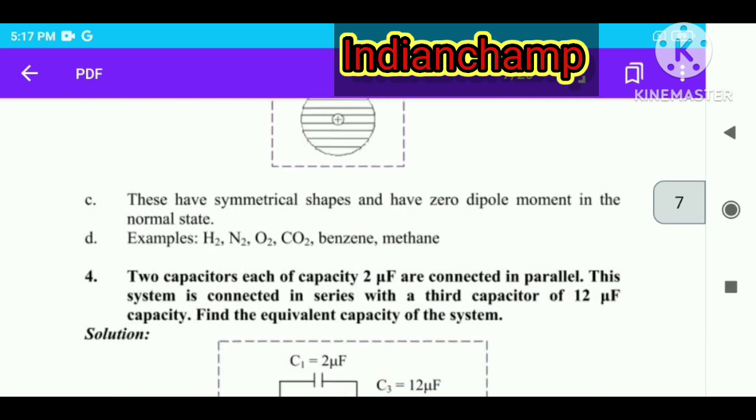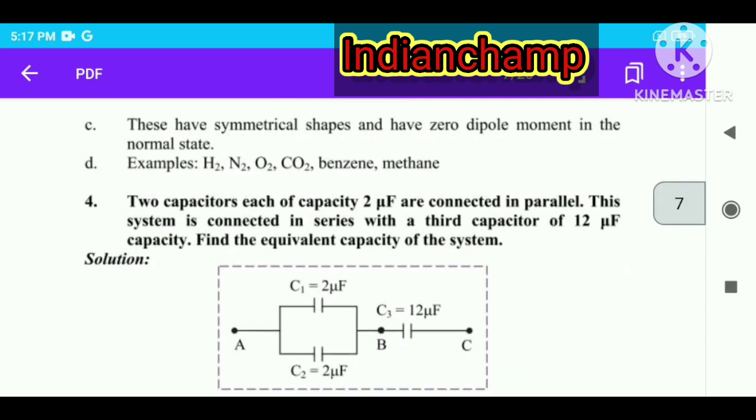C. These have a symmetric shape and have zero dipole moment in the normal state. Option D. Examples: H2, N2, O2, CO2, benzene, methane, etc.